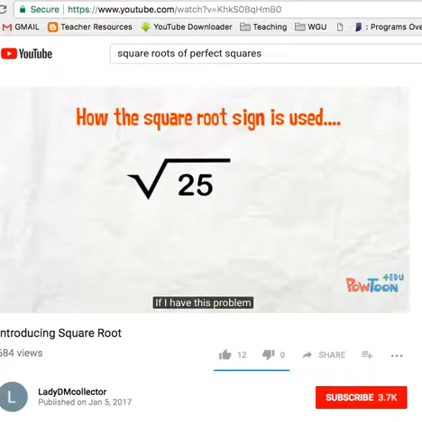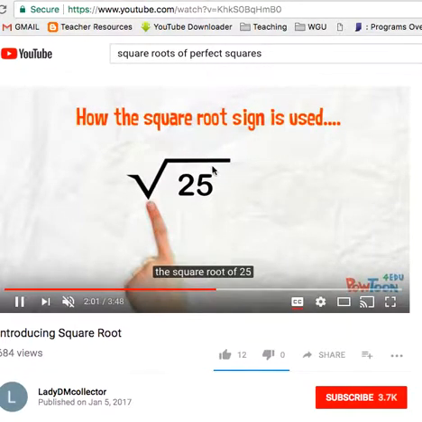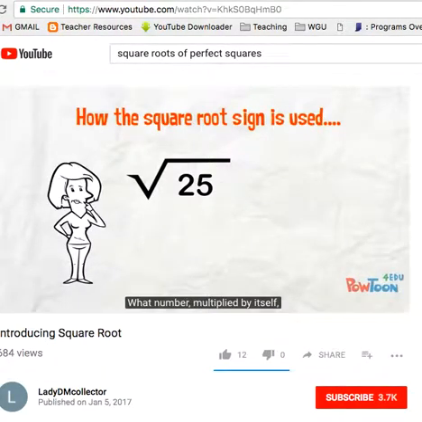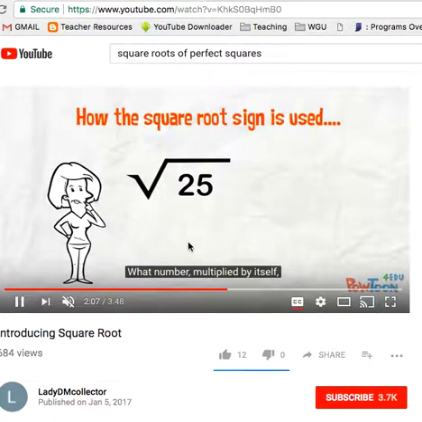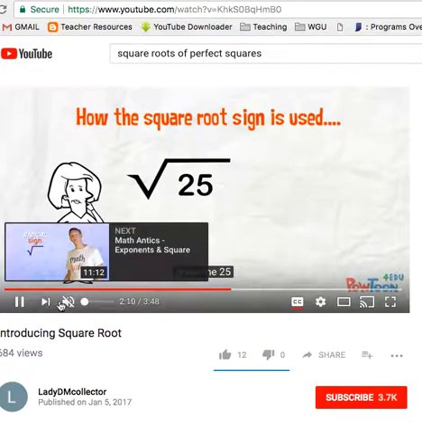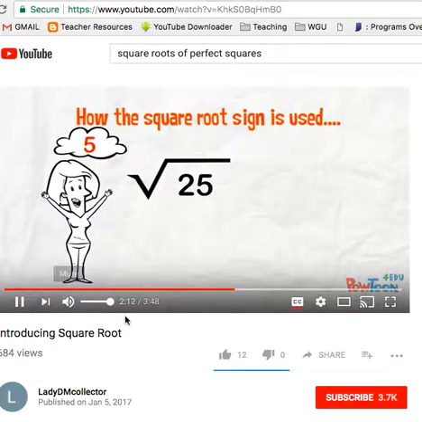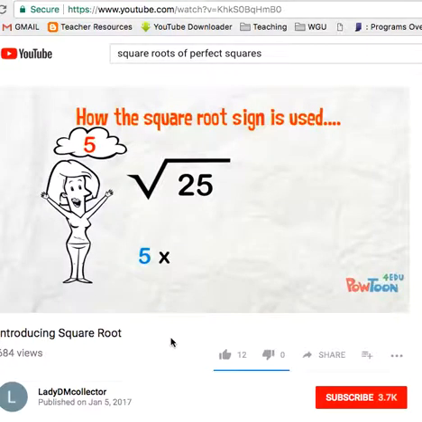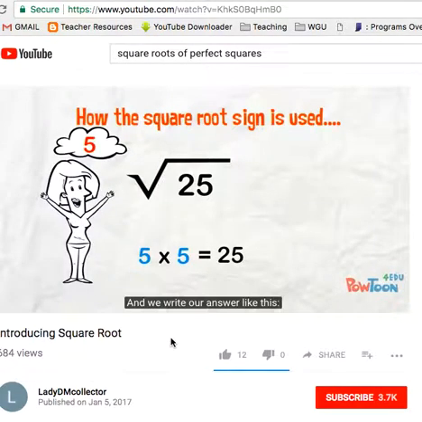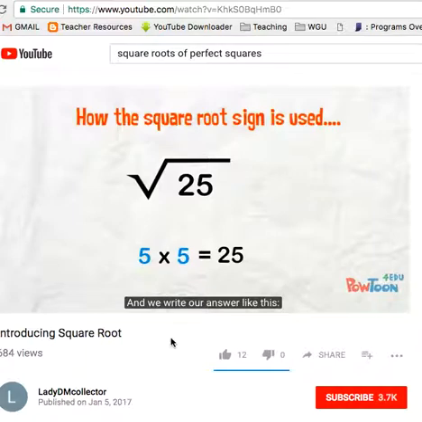And this is how the square root sign is used. This asks what number times itself gives me 25. Multiplied by itself gives me 25. I come up with 5 because 5 times 5 is 25. And we write our answer like this. The square root of 25 is 5.